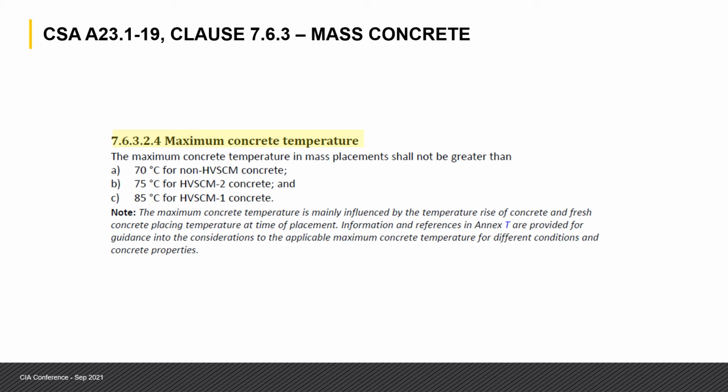So we define that without any mitigation, you need to maintain 70 degrees Celsius. But once you start mitigating the mix with the use of SCMs, then you can tolerate higher temperatures. That's why 75 degrees Celsius for high volume SCM2 and 85 degrees Celsius for high volume SCM1.